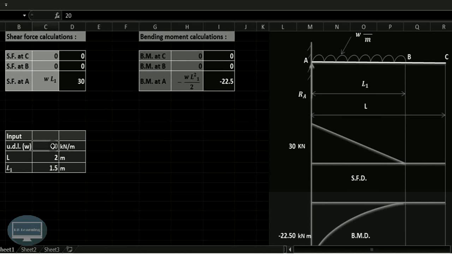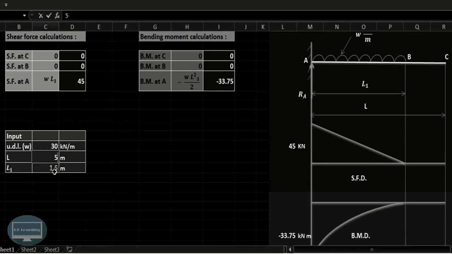Now here the UDL load in our example was 20 kN per meter. The distance span length is 2 meter and L1 is 1.5 meter, and we have prepared the Excel calculator for this. So suppose now instead of 20, if we are having the load of 30, then also we can get this particular values of shear force and bending moment over here.